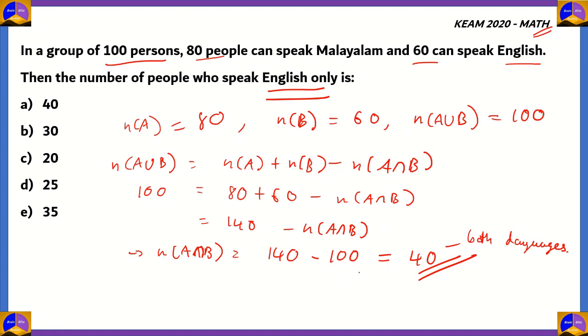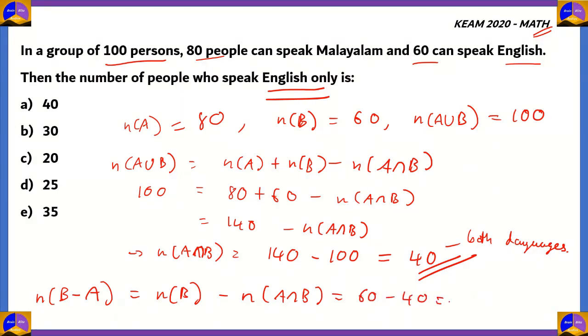Here we need to find out the number of people who speak English only. So that means we need to subtract the number of people who can speak both languages from the number of people who can speak English. Basically, we need to find out the value of N of B minus A, which is N of B minus N of A intersection B. So that is 60 minus 40, which is equal to 20. So 20 people in a group of 100 people can speak English only. So therefore, the correct answer here is option C, 20.